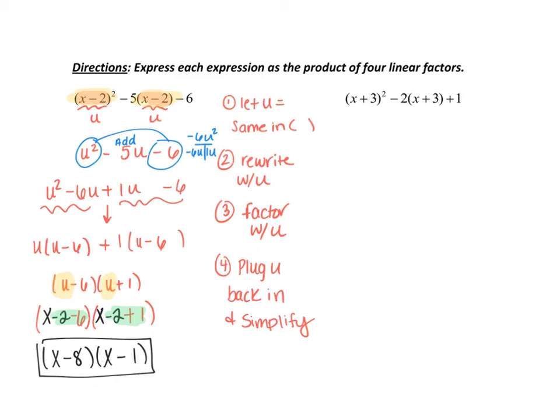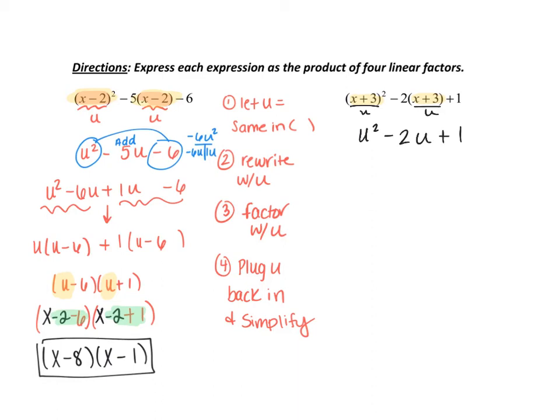Okay, so you should have let u equal the stuff that was inside the parentheses, or the stuff that was the same. So I rewrite it using u. So u squared, right? This is u and this is u. So u squared minus 2u plus 1.